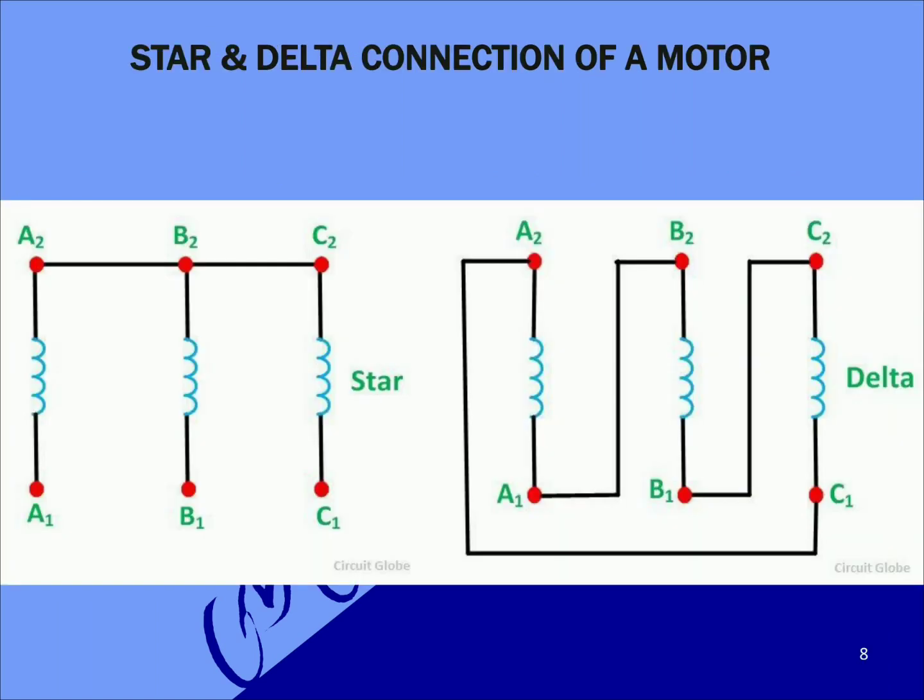Now we will discuss star and delta connections. The first one is the star connection. There you can see all the secondary windings are shorted and are connected to a single point, that's the star point, to make a star connection. The second one is the delta connection. There you can see the secondary of each of the windings is connected to the primary of the other winding, which will result in a delta connection.